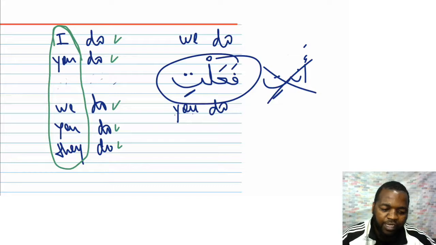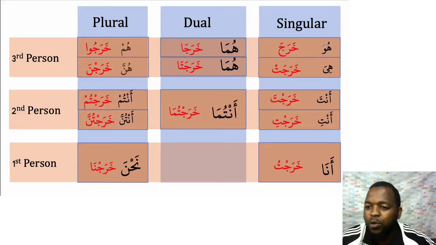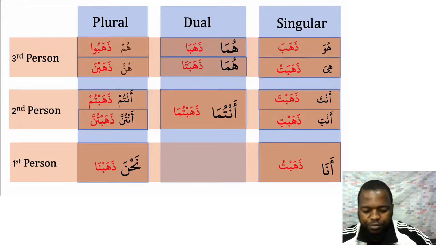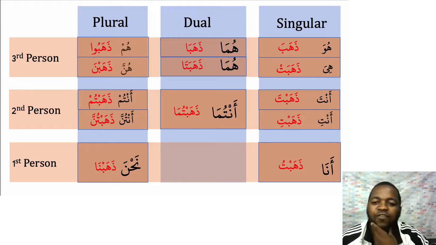All right. I said that because here I put these personal pronouns as a reference for you to know that when I say haraja, I'm talking about third person, masculine, singular. When I say haraja, I'm talking about third person, masculine, dual. When I say harajtum, I'm talking about second person, plural, masculine, and so on. All right, so here we have this.